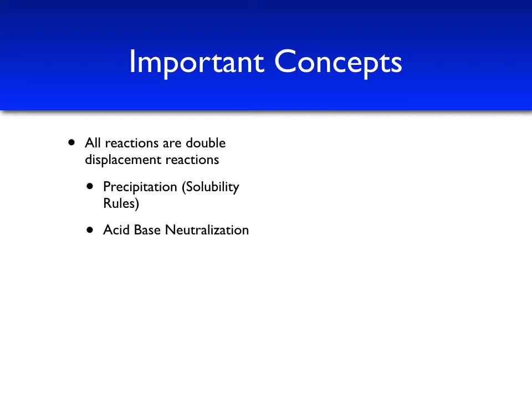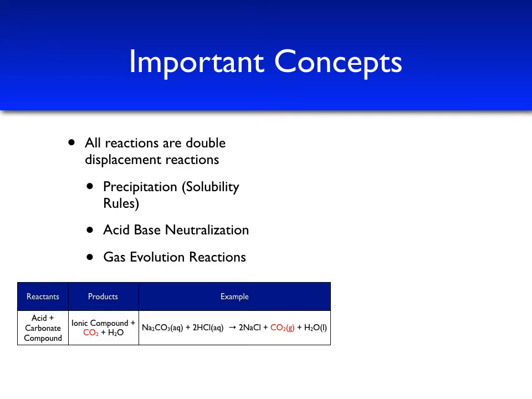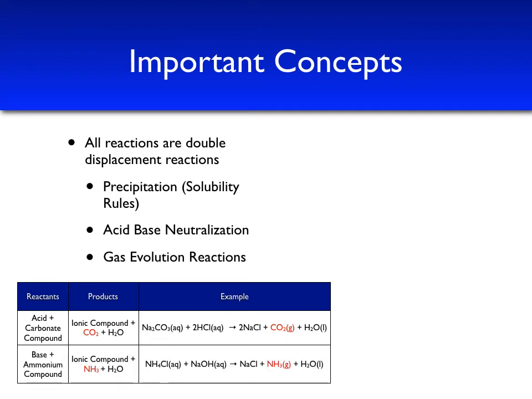Another type of double displacement reaction you'll see in this experiment is the acid-base neutralization reaction, the reaction between an acid and a base to form water and an ionic compound called a salt. Finally, we'll also look at gas evolution reactions, which are actually double displacement reactions followed by a decomposition. The 2 types of gas evolution reactions we'll see are the reactions between an acid and a carbonate compound, and the reaction between a base and an ammonium compound.